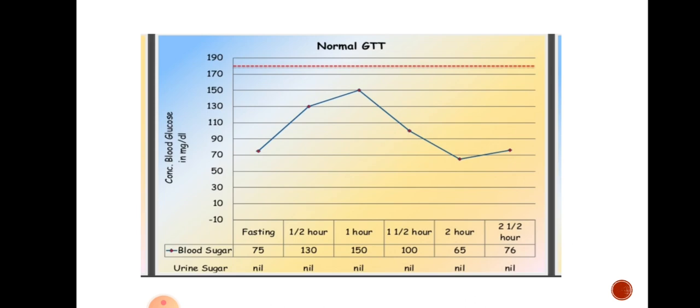This is the graph of a normal glucose tolerance test. Rise, fasting level, then half hourly the samples of both blood and urine are taken, and it comes to near normal within 2.5 hours.